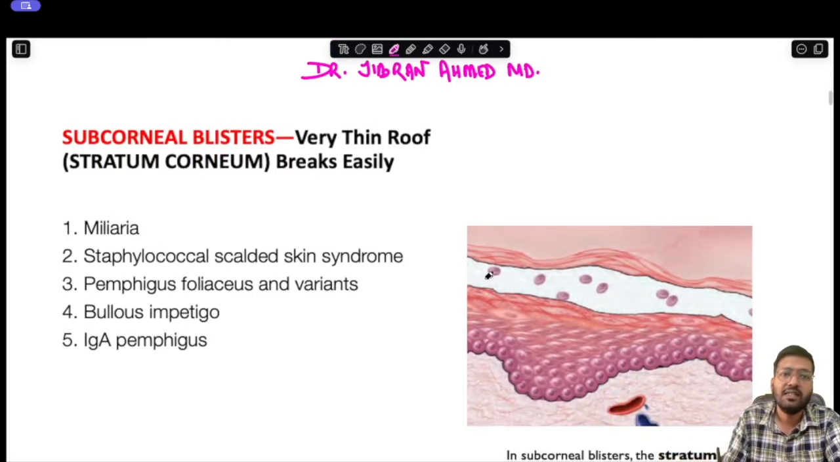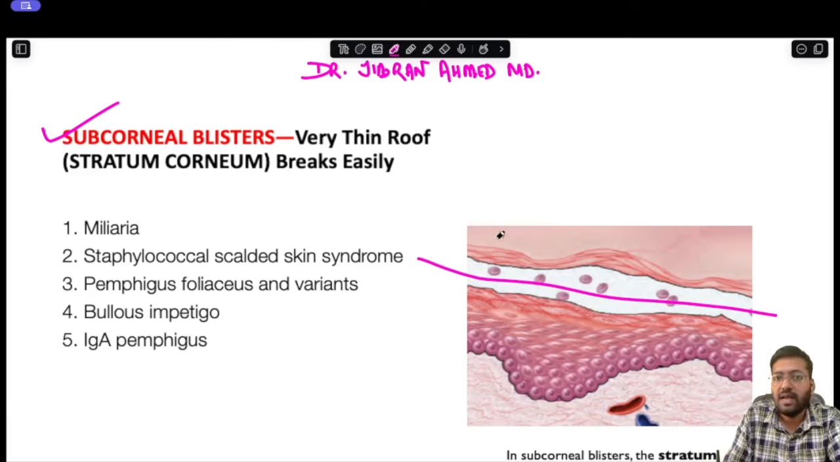So the first condition, as I told you, is the subcorneal blister, wherein there is a division of the skin at the level of the stratum corneum. Okay, so over here the blister has a very thin roof. You can see this is the thickness of the roof of the blister. So the stratum corneum, or the thin roof, breaks very easily. That is a subcorneal blister.